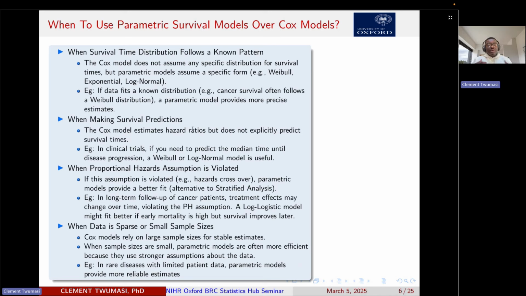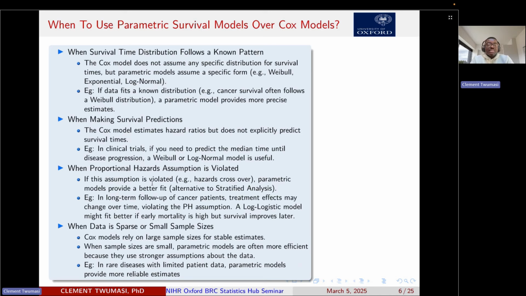And there are also instances where we are interested in making survival predictions, or you want to predict what the survival time would be at a certain future time. Although the classical survival models are able to estimate hazard ratios, they do not explicitly help you to forecast, extrapolate or predict future survival times. So if you are interested in predictions of survival times, then the parametric methods become ideal.